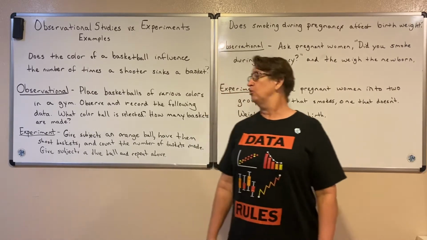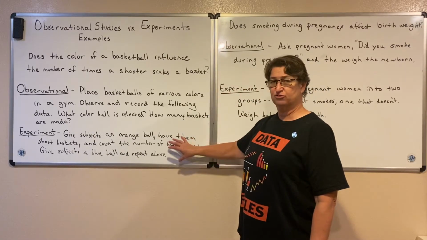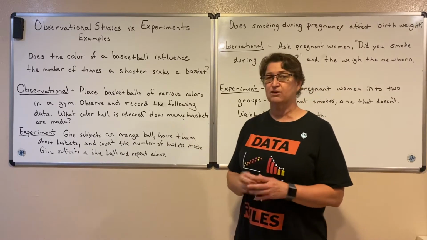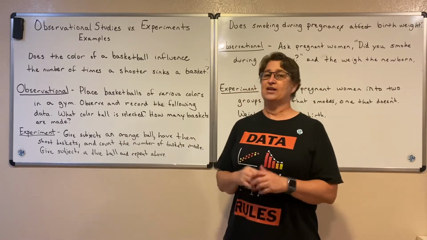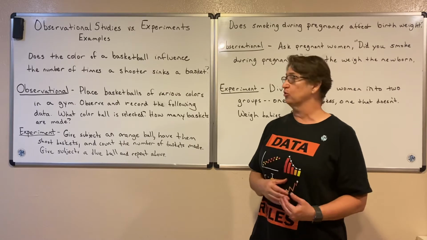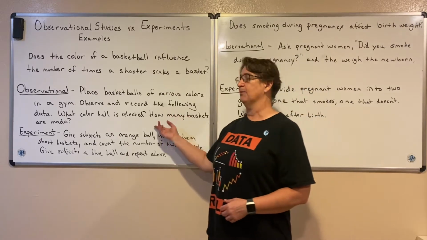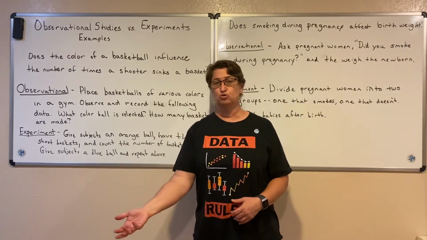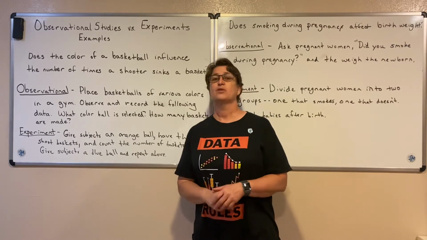So here, this is an example of an experiment where I've given them the treatment of a blue ball, and that control group then would be the orange ball, as opposed to the observational study where I just let them go choose and I just record.